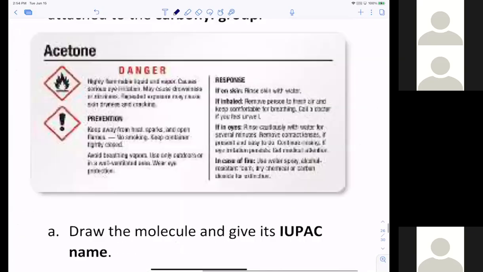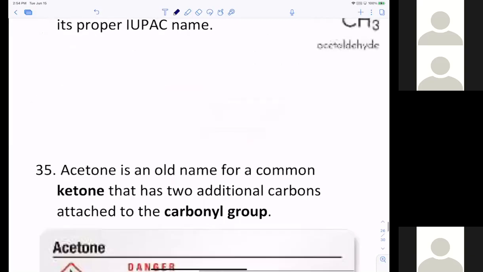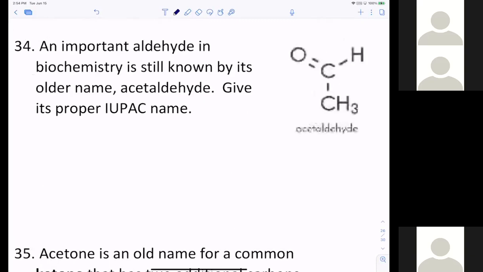Another old name, you'll see it in biology, is acetaldehyde. In the old naming system, acet meant 2 carbons, like acetic acid has 2 carbons. Acetaldehyde is a 2-carbon aldehyde. So then what's its proper name? Ethanal. Okay. And then its structure is right there, right? Give its proper name.